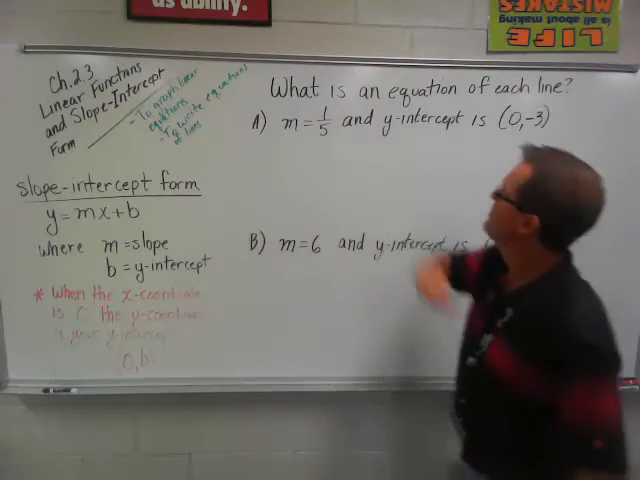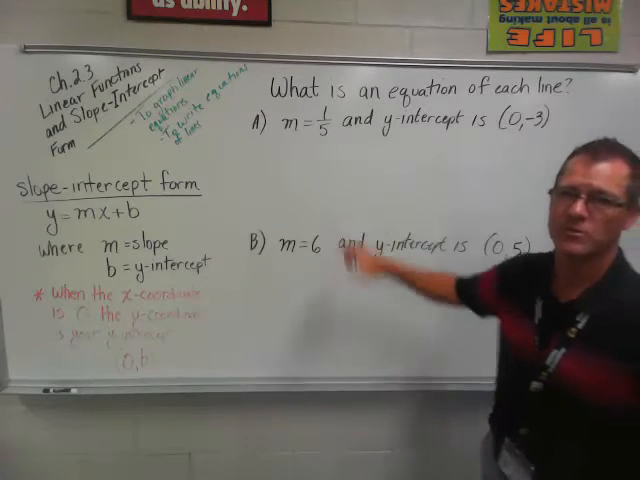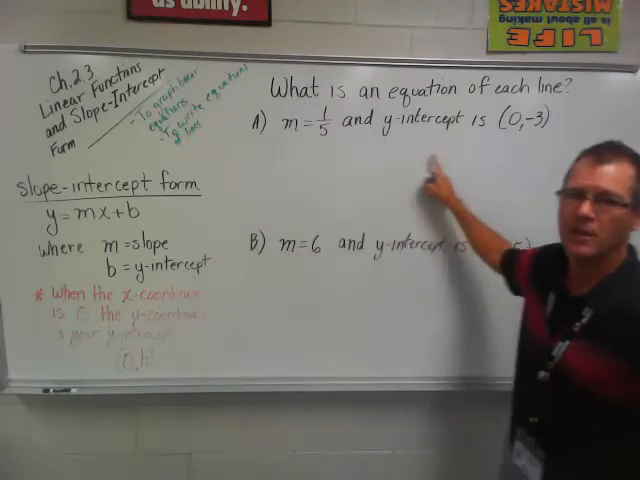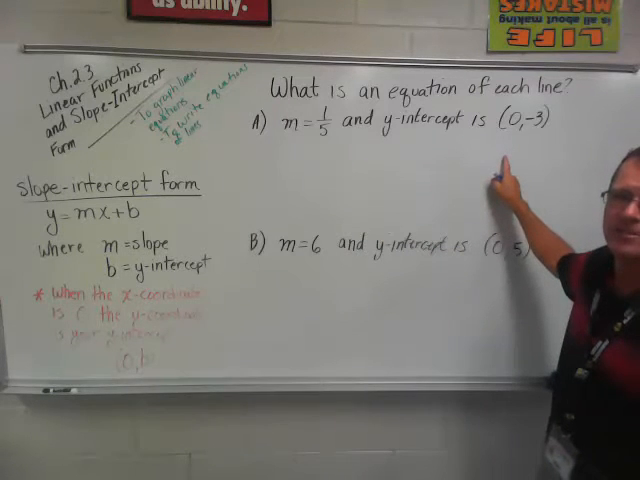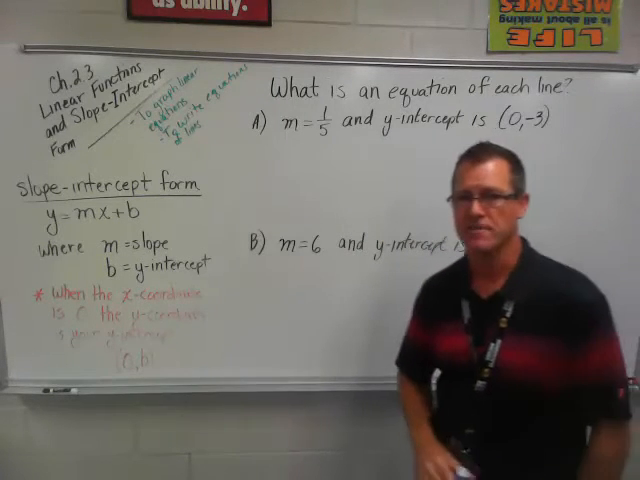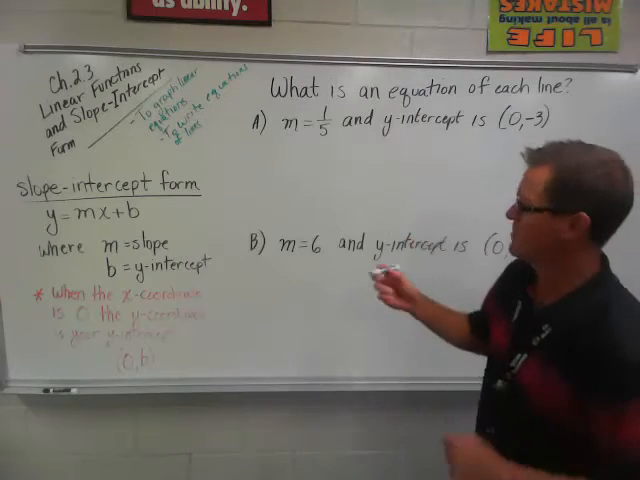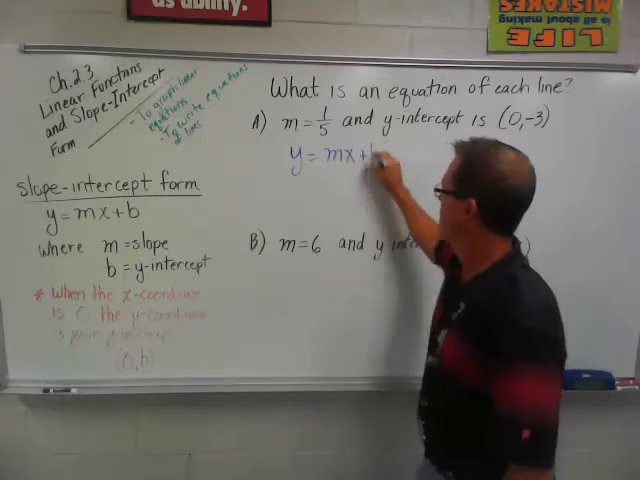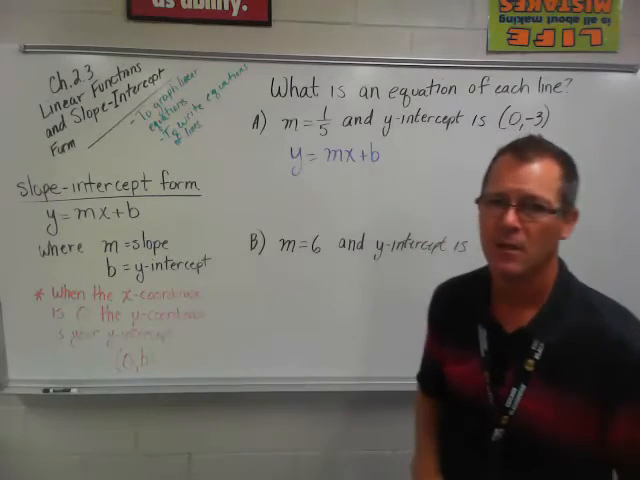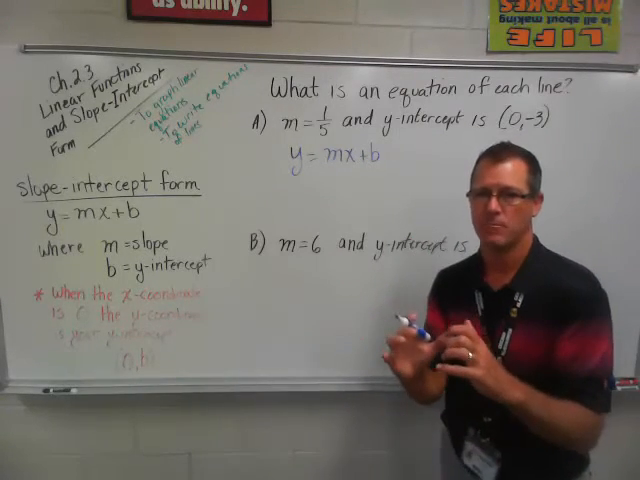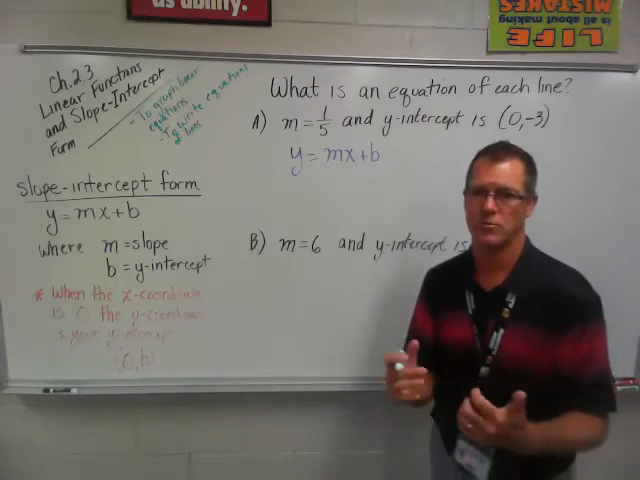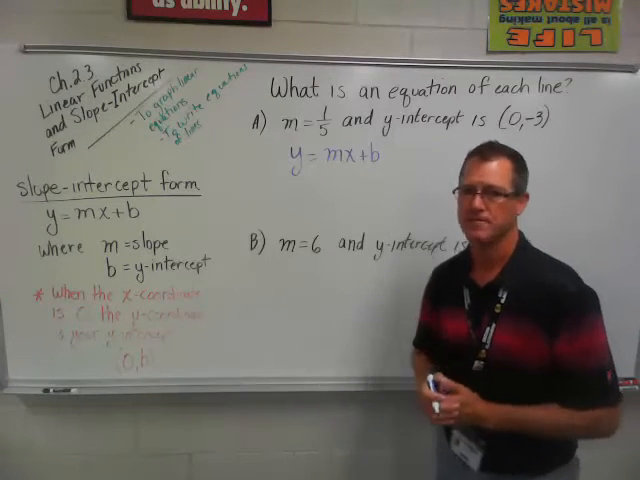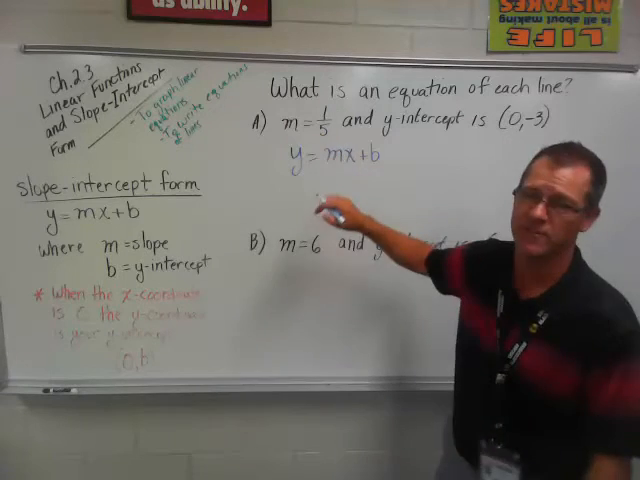When we go up here, what is the equation of each line? We're starting off with a slope of 1/5, and we've got a y-intercept of 0, -3. So as I do this problem, I'm going to start off just writing down my slope-intercept form. All right, I've got the framework now, so all I have to do is replace the m and replace the b. In this case, m is 1/5.